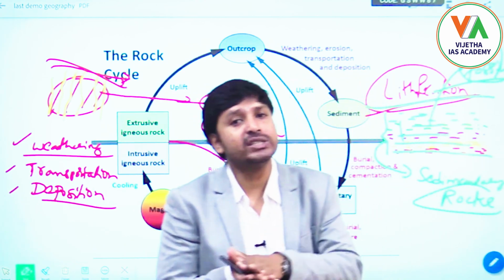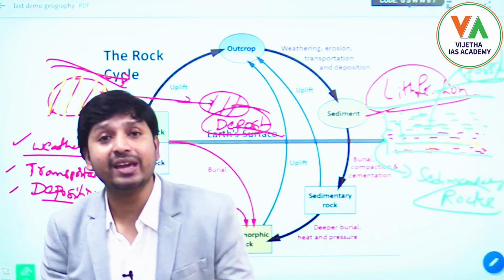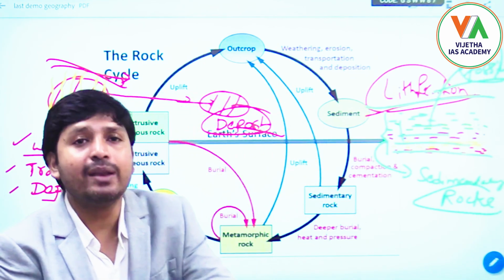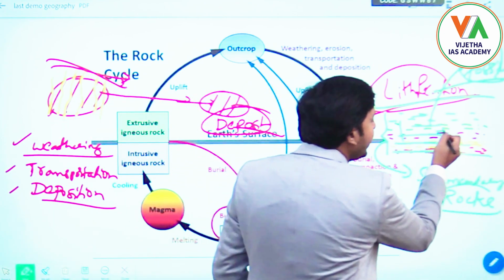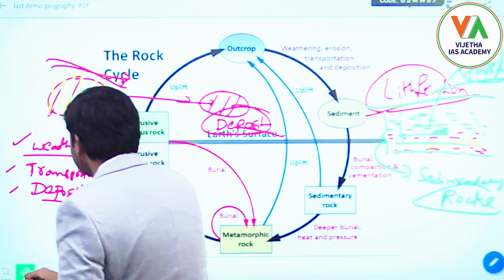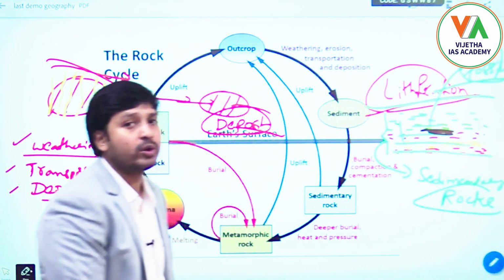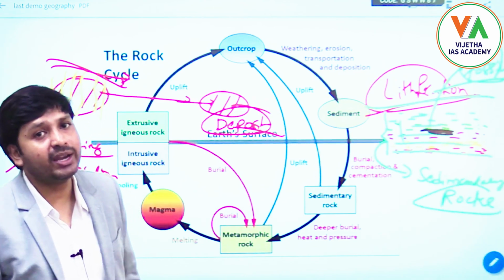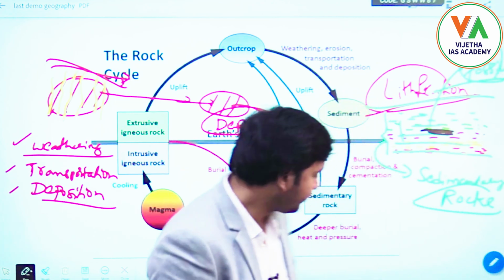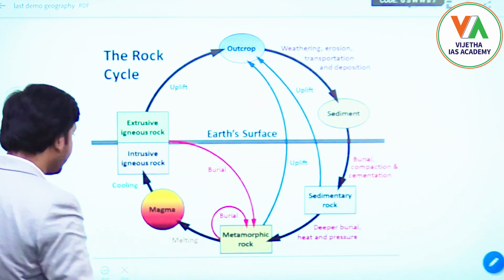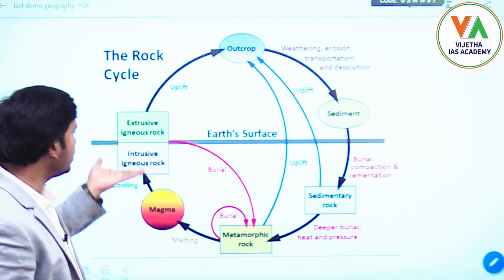Whatever fossils are there, these fossils can survive for a longer period of time, because layer by layer soils and sediments are formed here, and if any fossils are there, we can see those fossils also. So fossils are present in these sedimentary rocks, but there won't be any fossils in igneous rock. Is it clear? So now we will see. So this is igneous rock, intrusive, extrusive.